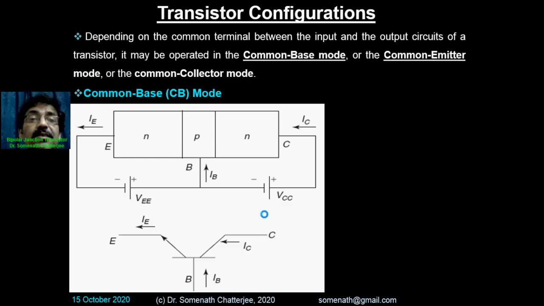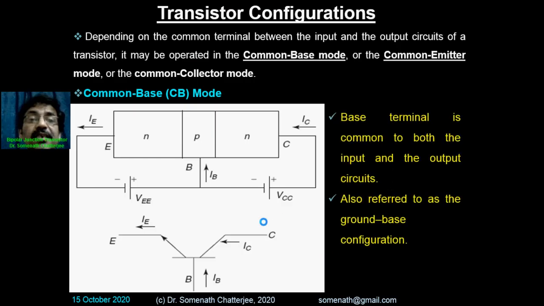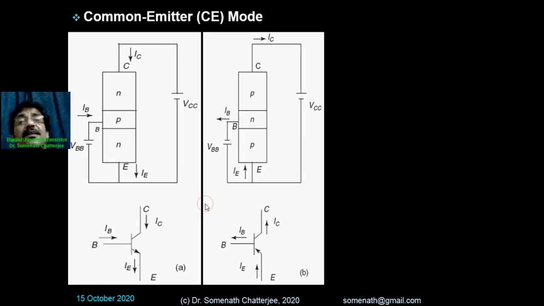This is the common base configuration, where the base is basically common in both the input and the output loop. You see the input and output loop, the base is common, and common means it will be grounded, right?